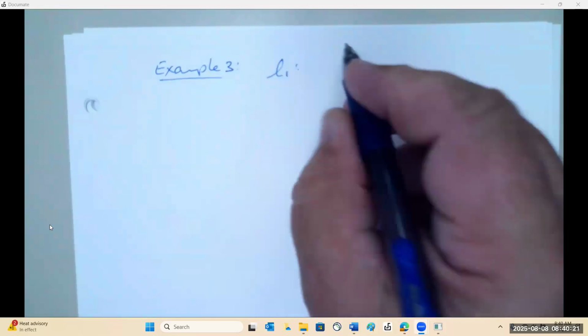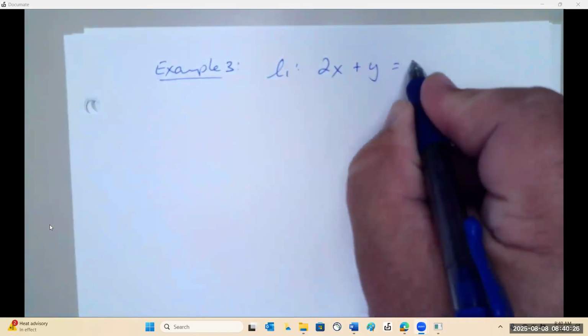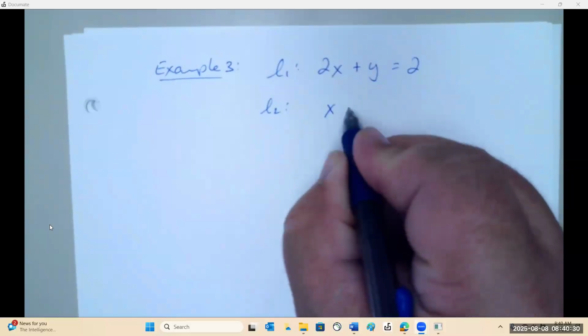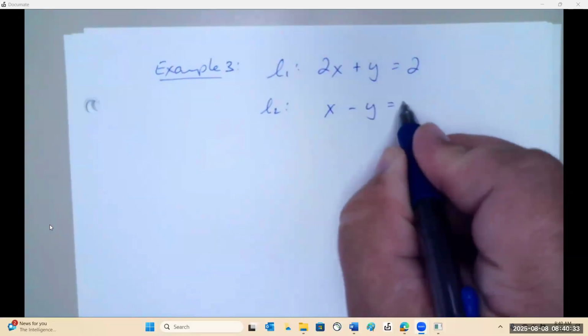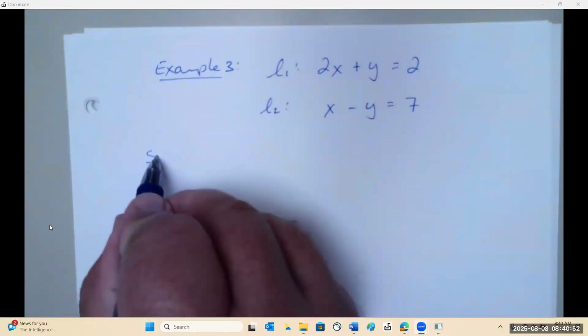Example 3. Line 1 is 2x plus y equals 2. Line 2 is x minus y equals 7. We'll go through both methods again, the elimination and substitution methods. First off, we'll do substitution.